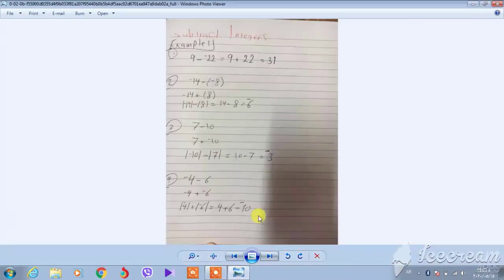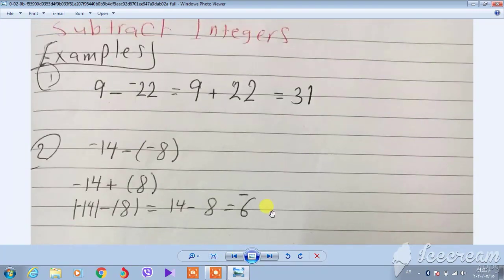Goodbye, student. And now we study subtracting integers. How can we subtract integers if we have like signs or unlike signs? What do we do, student? Look at this example. Example 1, we have 9 minus negative 22.